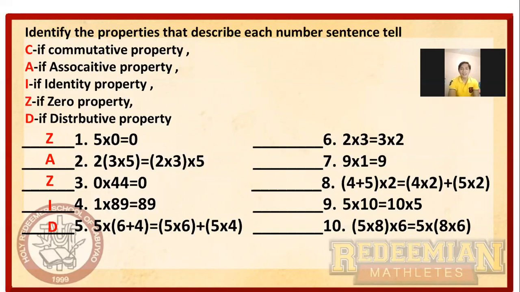Number 5, grouping symbols, but we use two operations. That is distributive property. Number 6, commutative. The order of the factors is changed, 2 times 3, then 3 times 2. Number 7, multiplied by 1 again, so that is identity. Number 8, grouping symbols, but two operations. That is distributive. Number 9, 5 times 10 equals 10 times 5. So the factors, changing the order. So that is commutative. Number 10, grouping the factors, but only one operation. That is associative. Okay, very good.